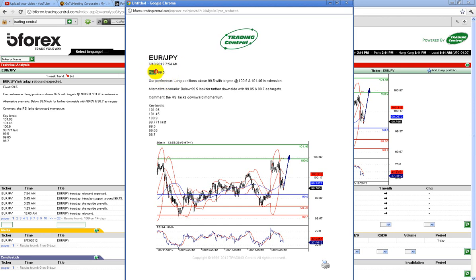Pivot. What exactly is pivot? Pivot means stop loss, the maximum stop loss that you can make. Anything above this is your stop loss. Anything under this can't be your stop loss. So your maximum stop loss is from whenever until 99.5.